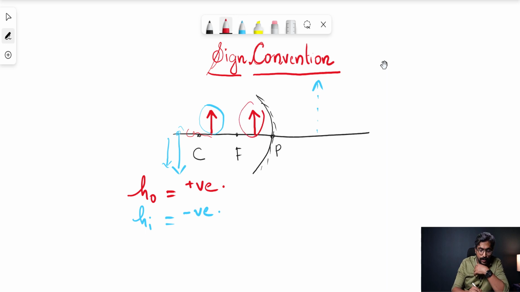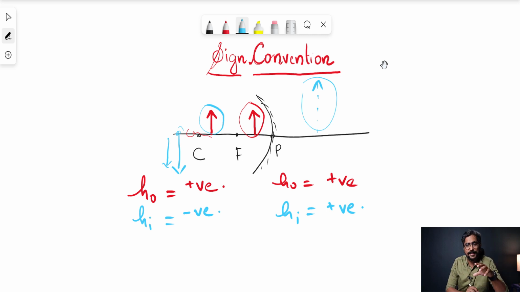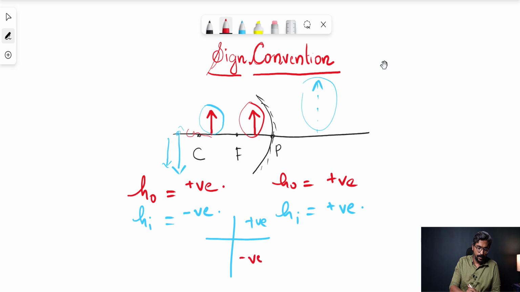In this case, you can see that both HO and HI are erect. So we can say that HO will be positive as well as HI will be positive. It is the same as the mathematical Cartesian coordinates. Above it is positive, and below it will be negative.